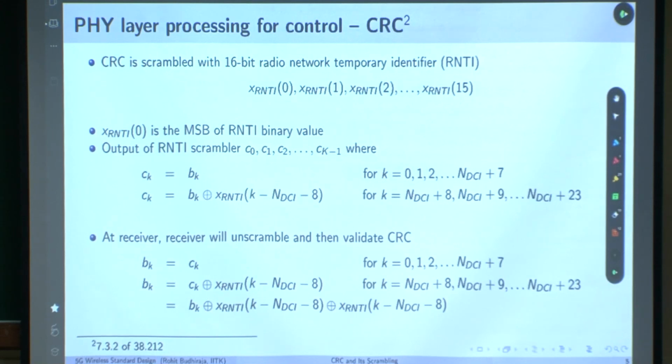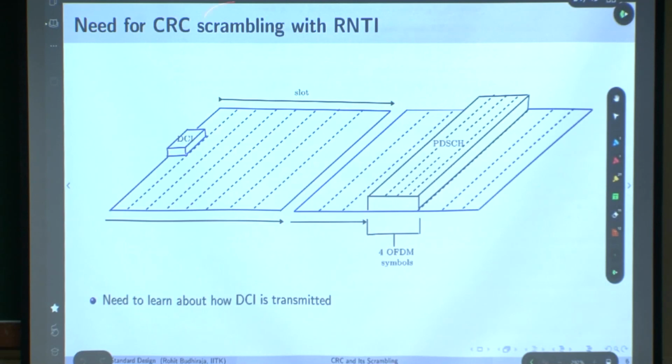Now the crucial part is why it has to be done. That's where we'll understand the overall philosophy behind this control chain. What happens when a user is trying to get data from the base station? So let's see that. This is BK, the need for CRC scrambling. We saw this yesterday: how is DCI transmitted? The DCI is transmitted in some slot, and after reading this DCI, only then can the user find out whether its data is scheduled or not.